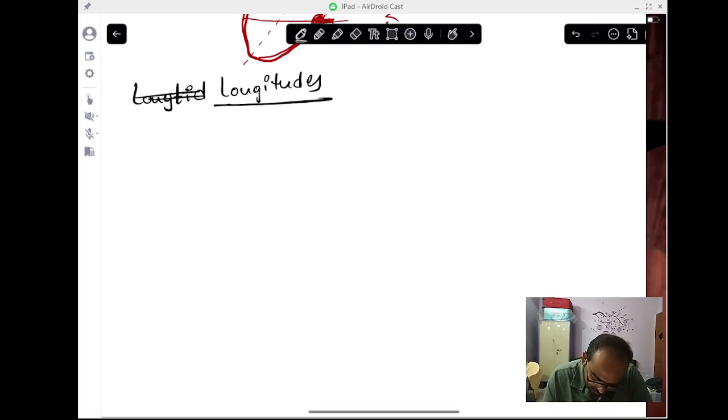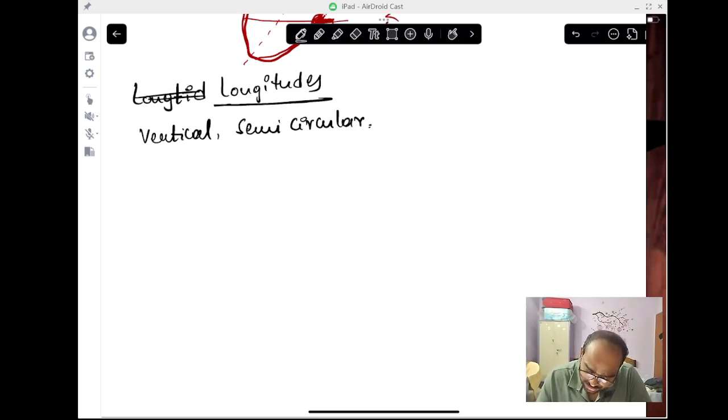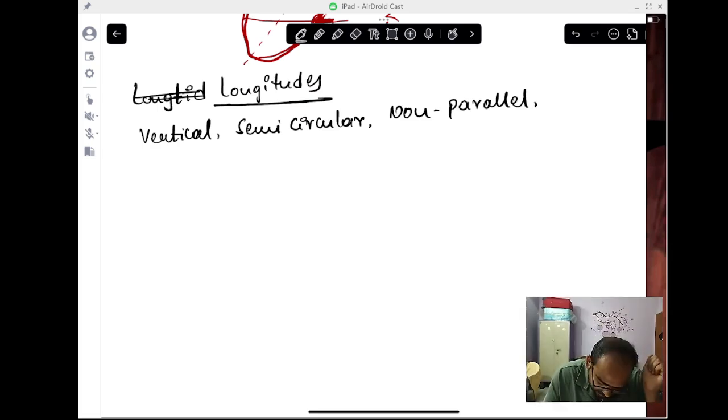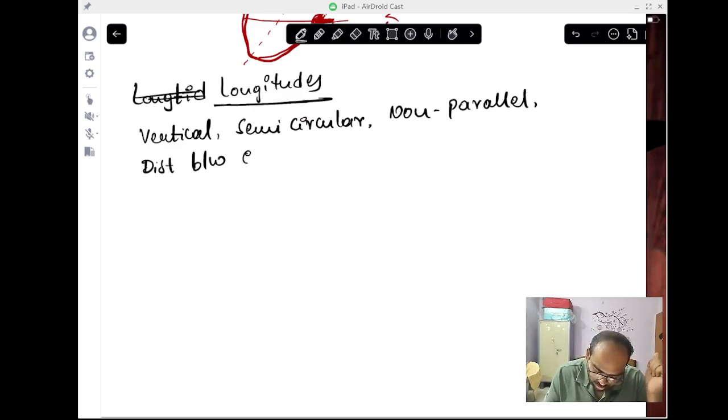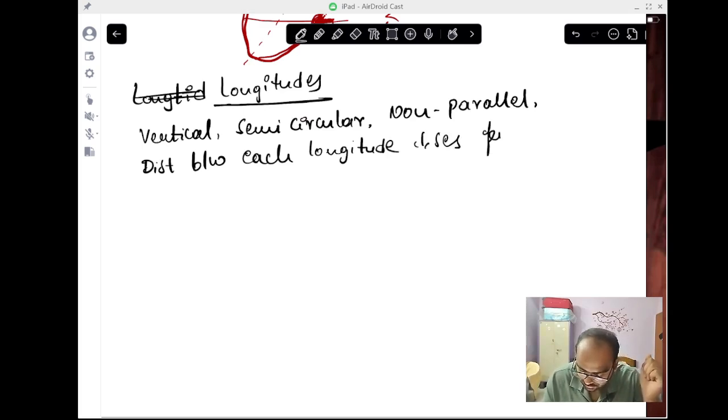Longitudes, they are vertical, semicircular in nature. Unlike latitudes, they are non-parallel. The distance between each longitude decreases as we move towards poles.